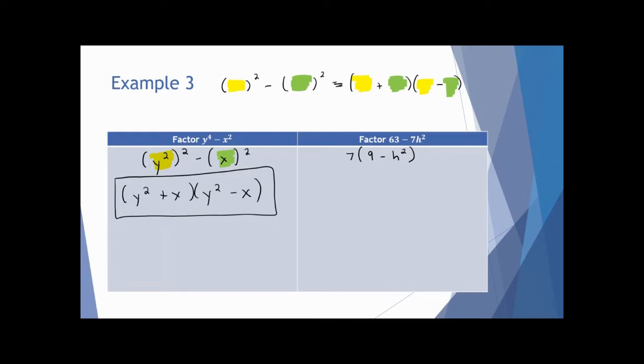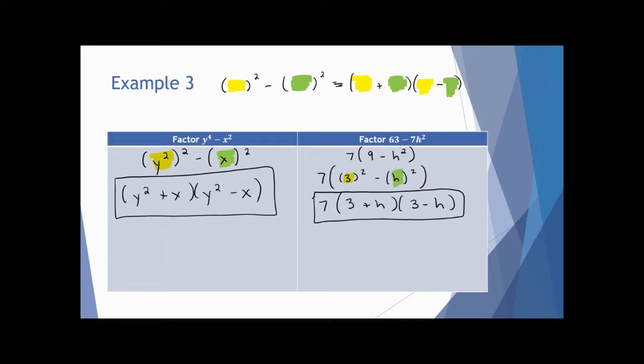And so first I'm going to rewrite this. So 9 is 3 squared. And then of course I have an h squared. So this will help me identify my yellow is 3 and my green is h. So when I put this in the form, the 7 is going to stay in front. Then I have 3 plus h times 3 minus h. And then that is factored completely.